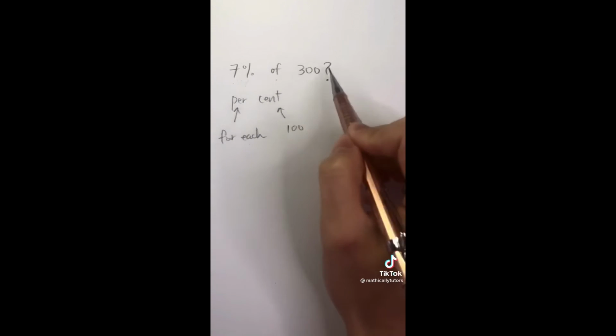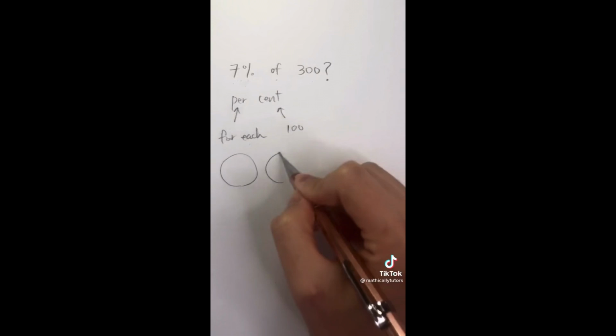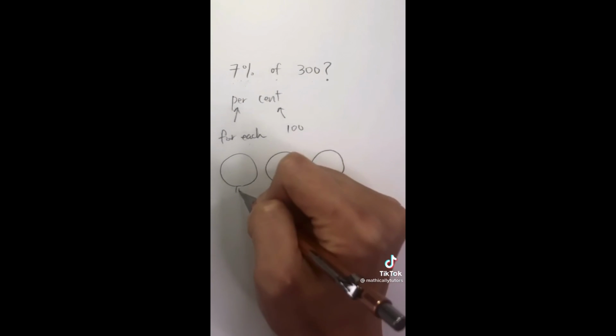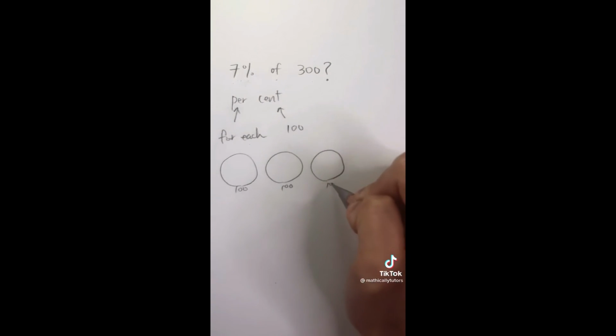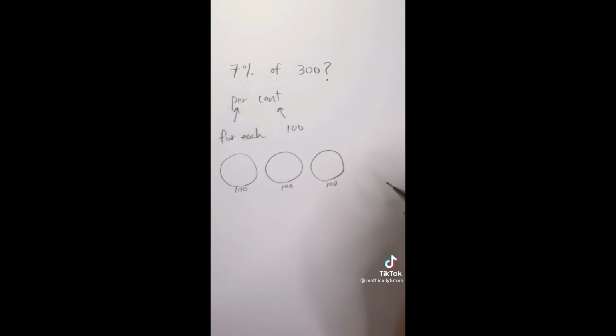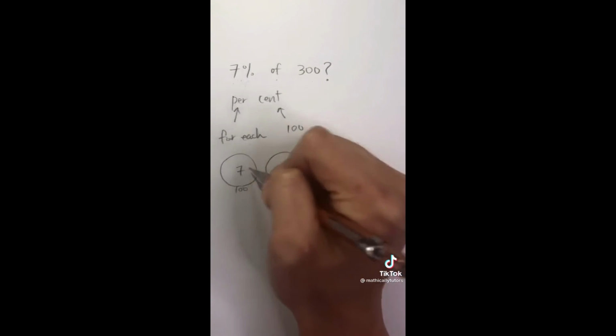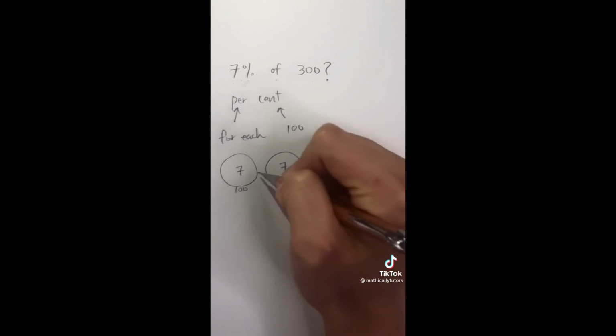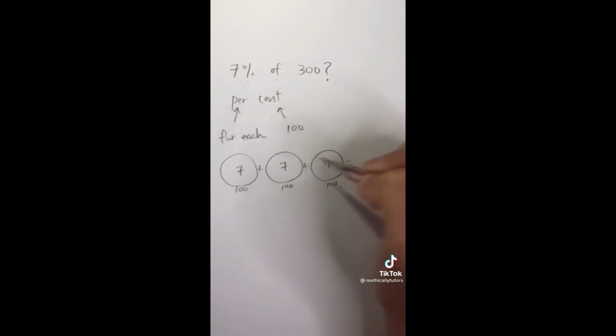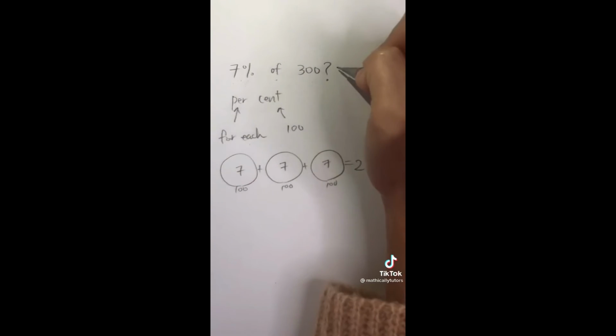And now, how many hundreds do I have? I have 1, 2, 3 hundreds, where this is 100, this is 100, and this is 100. That makes up 300. And now how many are there in each 100? 7. So I have 7 in here, 7 in here, 7 in here, and all I have to do is just add that up, and that equals 7 plus 7 plus 7, which is 21. So 7% of 300 is 21.